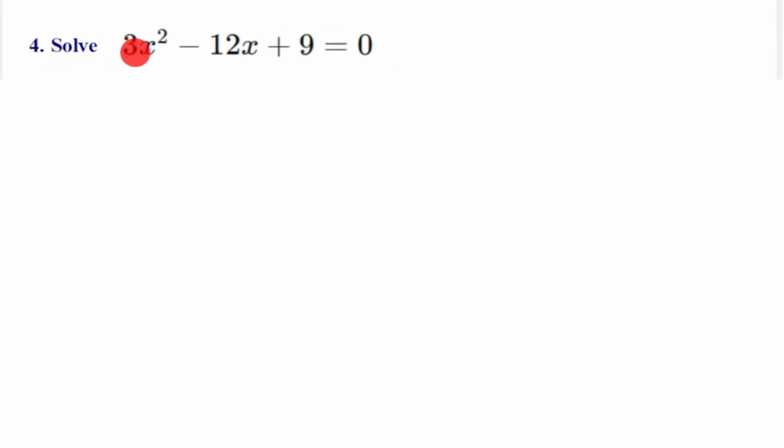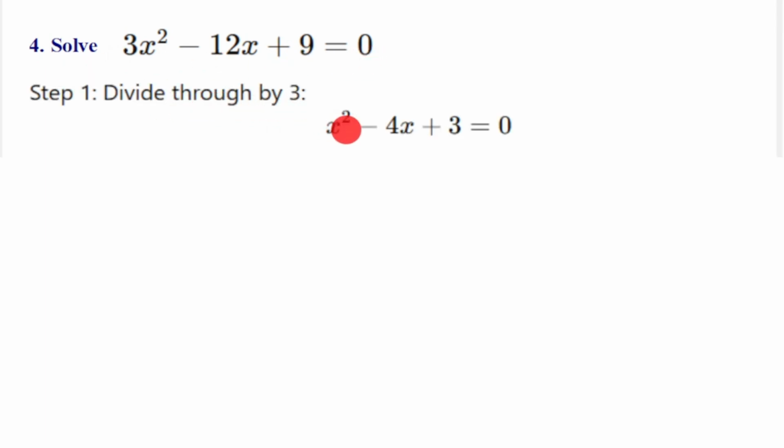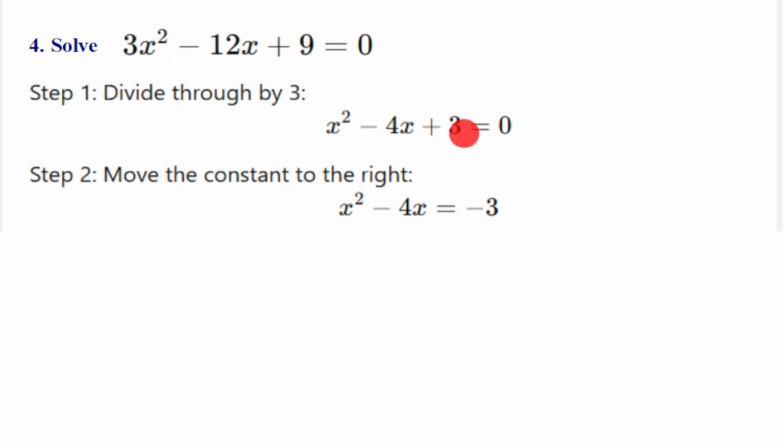4. Solve 3x squared minus 12x plus 9 is equal to 0. Step 1. Divide through by 3. You will get x squared minus 4x plus 3 is equal to 0. Step 2. Move the constant to the right. When we move 3 to the right, we get minus 3.